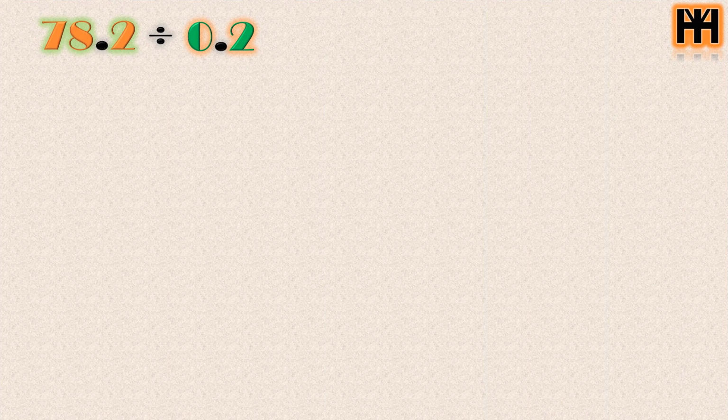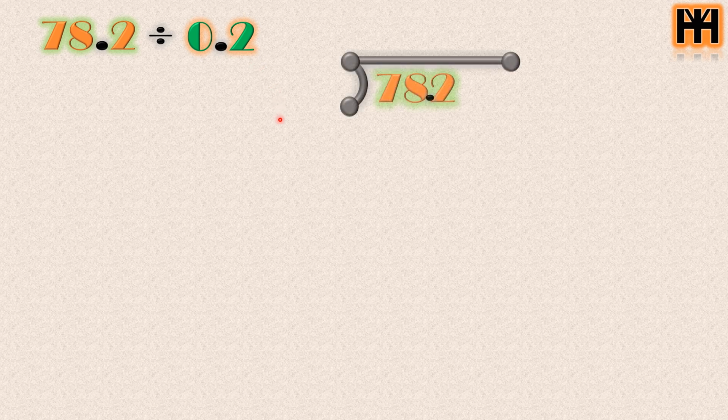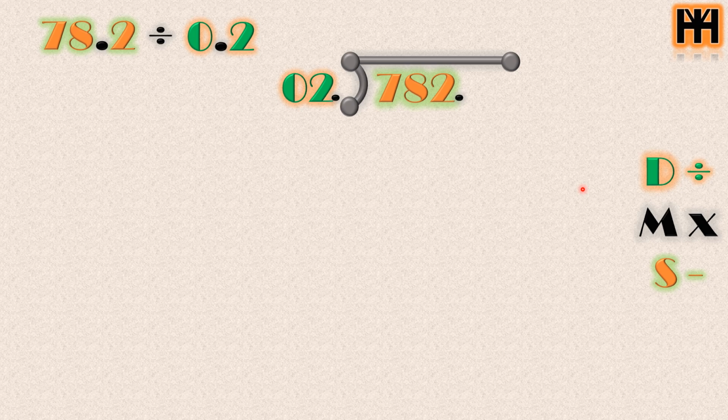Okay, now we have 78.2 divided by 0.2. Okay, you'll place the 78.2 here and the 0.2 here. Then you will move the decimal point once in both, in the 0.2 and in the 78.2. So now it became 2 and 782. Before that, remember, divide, multiply, subtract, and repeat.